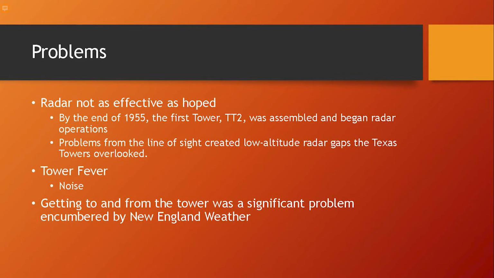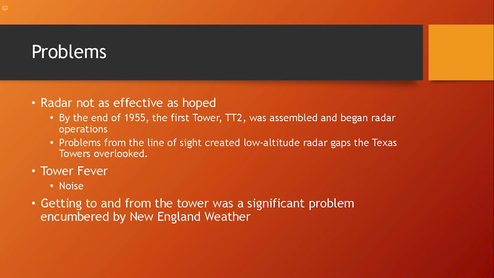With the installation of Texas Tower 2 and the beginning of its radar operation, the line-of-sight nature of radar created low-altitude gaps that the towers overlooked. These gaps had to be filled by radar mounted on aircraft known as the Super Constellation or Warning Stars. Despite the Air Force's efforts to make the islands at sea a habitable place to be stationed, even the most stable airmen spending weeks aboard the platform could get tower fever.